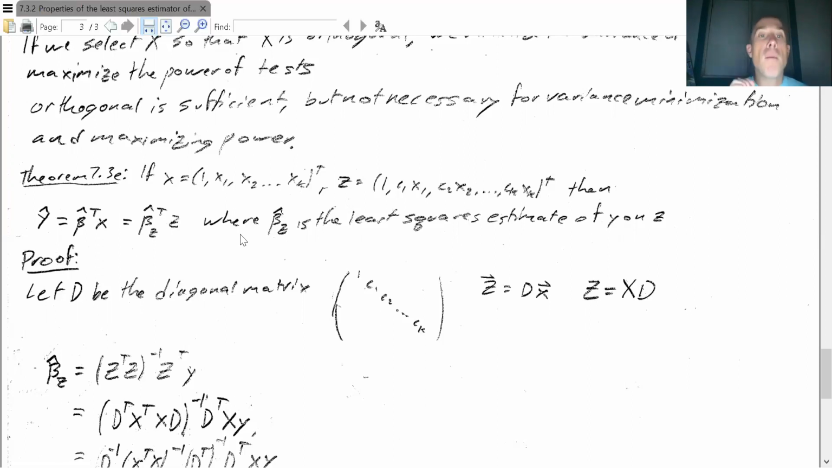Now here, beta hat sub z is the least squares estimate when I apply that formula to the z matrix instead of the x matrix. All right, how do we prove this? Well, I realize that I can represent z as a diagonal matrix times the x vector. So the z vector is d times the x vector. I can represent z as our data matrix x times the diagonal matrix. And so then I take the formula for beta hat sub z and I just work out the details with a plug and chug.